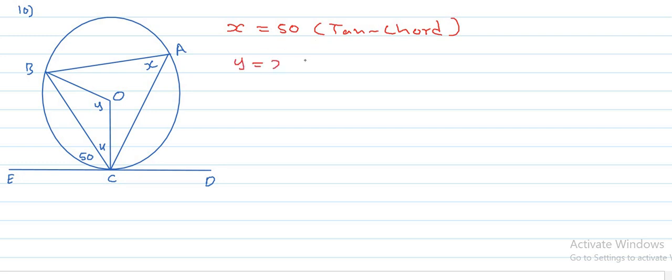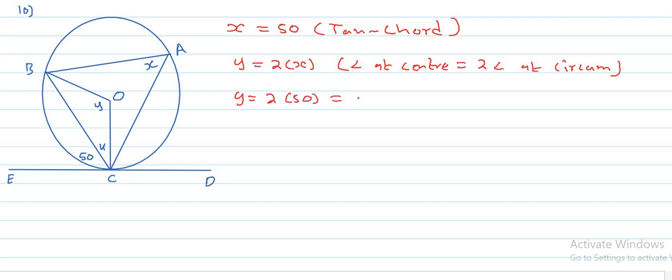Y will be twice angle X. What is the reason? Angle at the center is twice angle at the circumference. Therefore, Y will be equal to twice 50, which is 100.